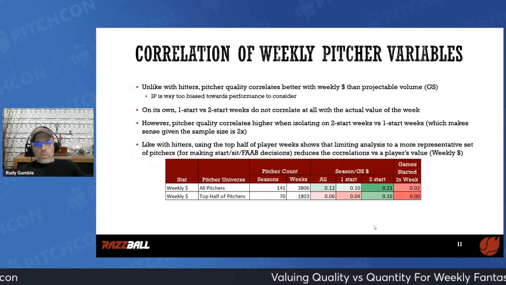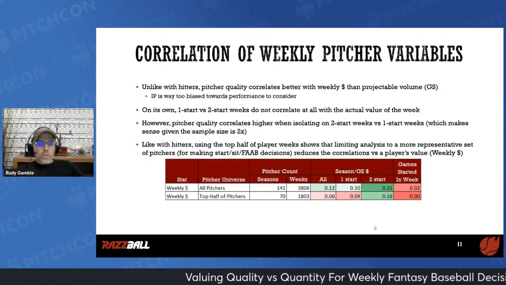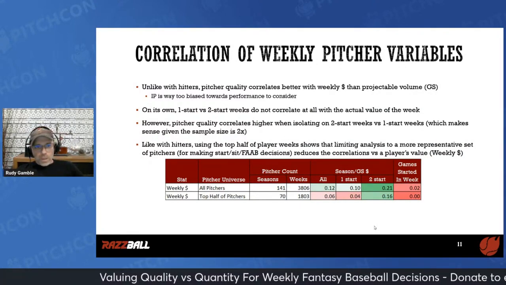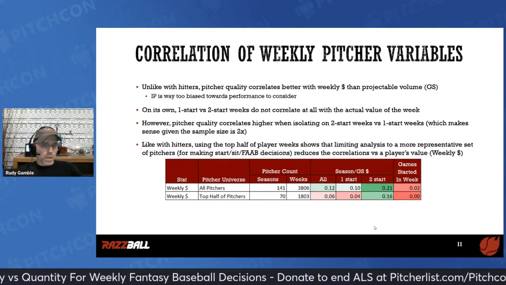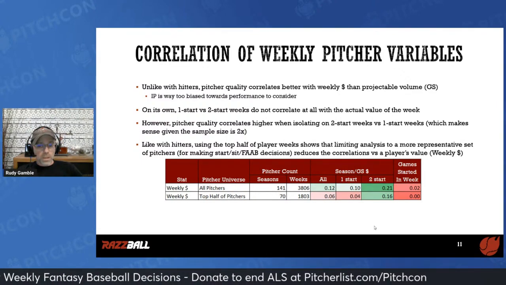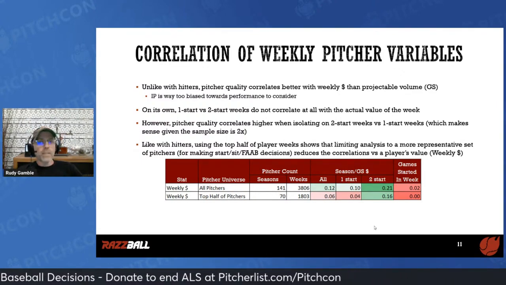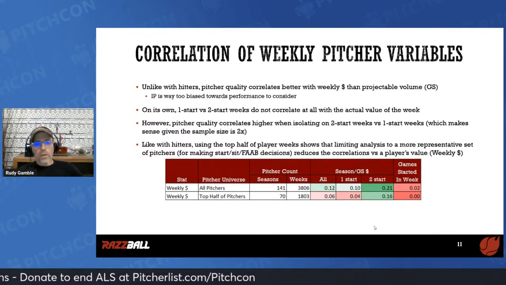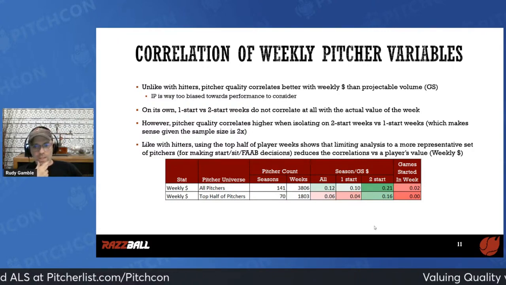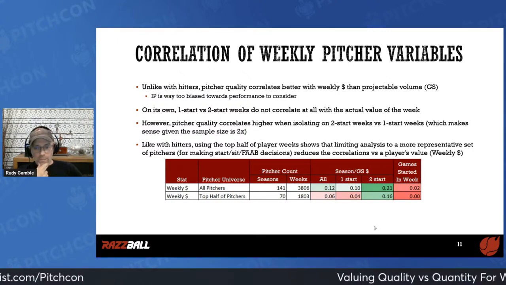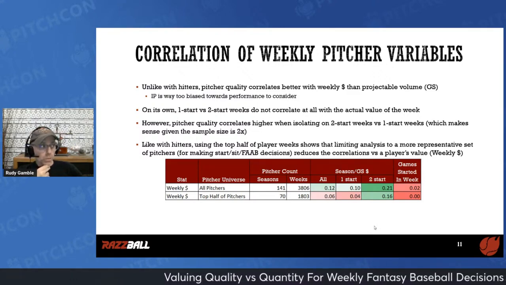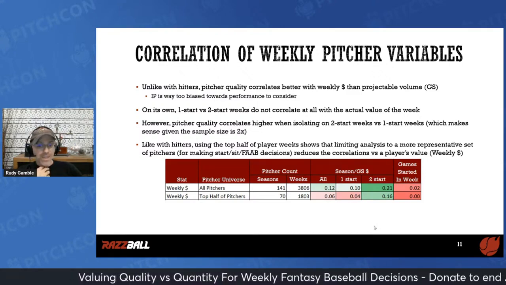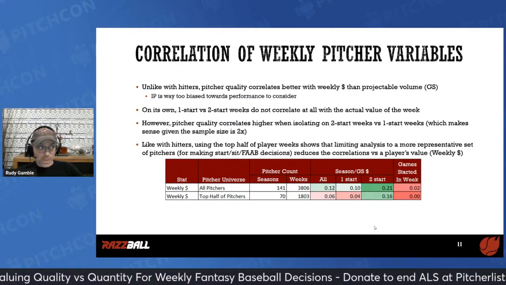So when looking at the correlations on quality versus quantity with pitchers, unlike with hitters, pitcher quality is a better driver. Quantity doesn't help us at all as an isolated variable. If you look on the bottom there, you're going to see some red on games started per week. It pretty much doesn't predict anything. So you said two random pitchers, one-start and two-start weeks. It's not a negative to have two starts.